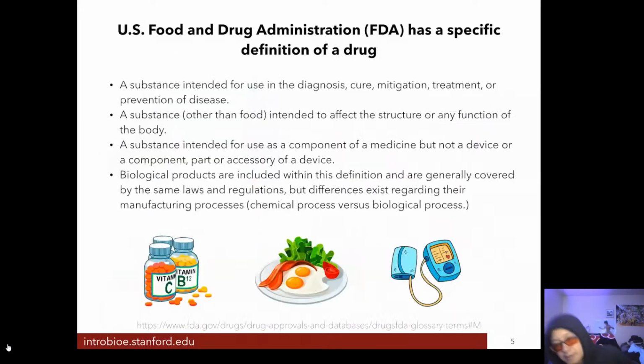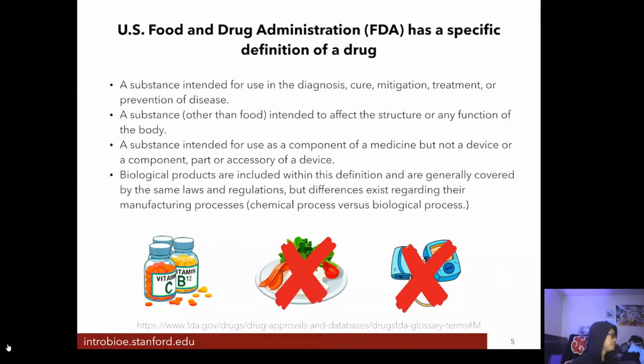The Food and Drug Administration defines a medicine as a substance that's intended to be used for the diagnosis, cure, mitigation, treatment, or prevention of disease. So it's something that you need to take in order to feel better or diagnose a disease. It's not a food and it's not a device, but all other things can fall into the category of a medicine. Not a food, not a device.